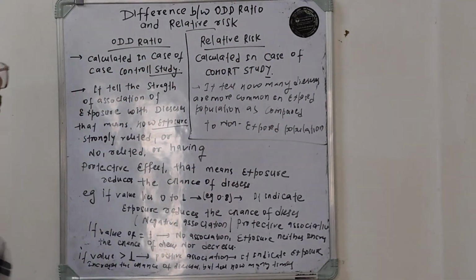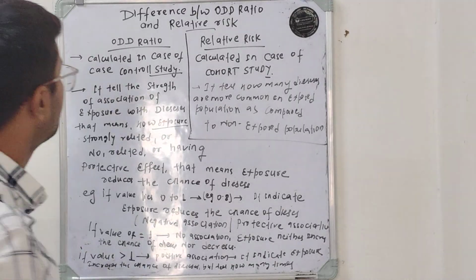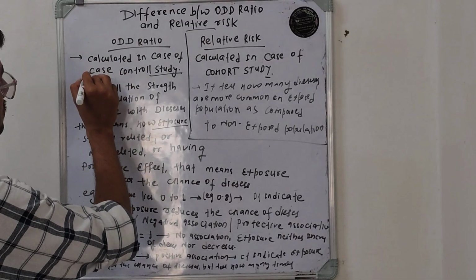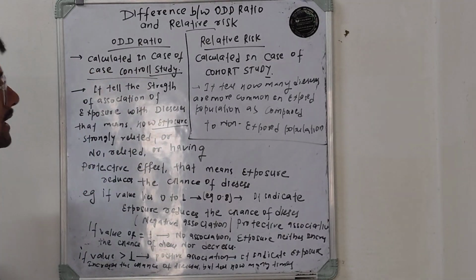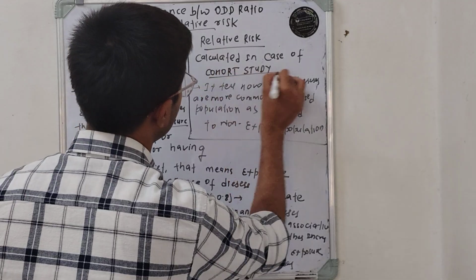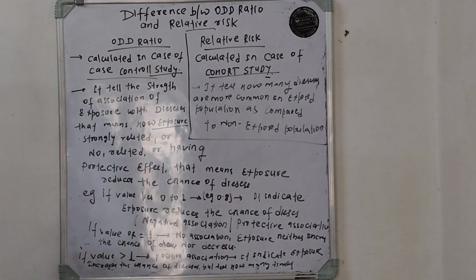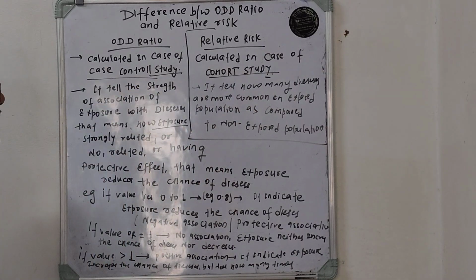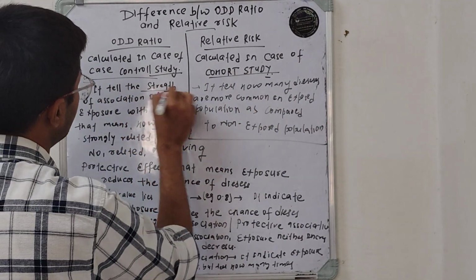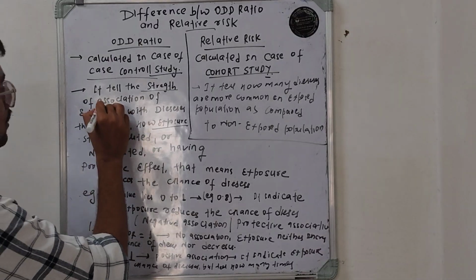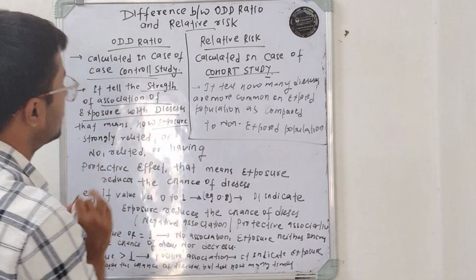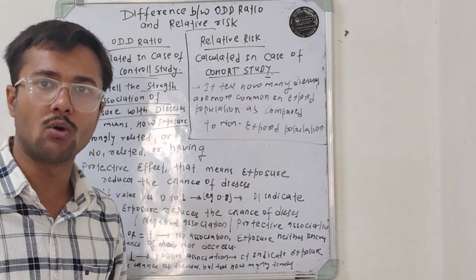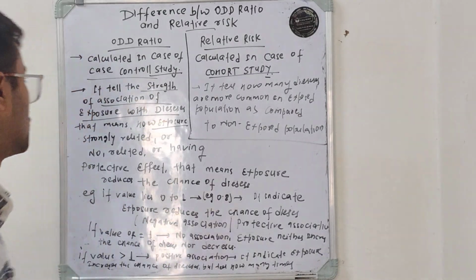So we start with odds ratio. The first difference I already told you: odds ratio is calculated in case of a case control study, while relative risk is calculated in case of a cohort study. Now we go for the second point. It tells the strength of association. It tells the strength of association of exposure with disease, that is, how strongly any exposure is related to the disease or not.